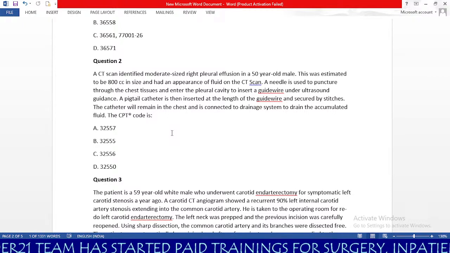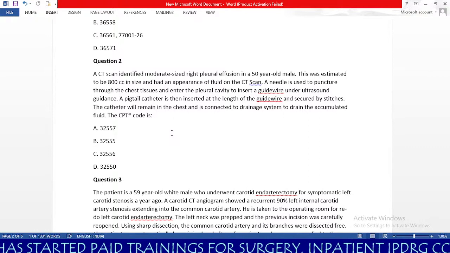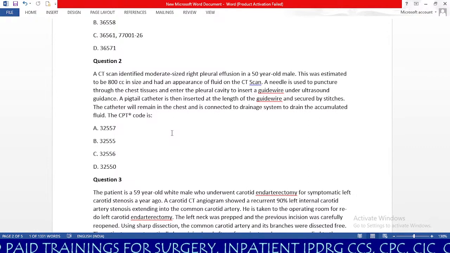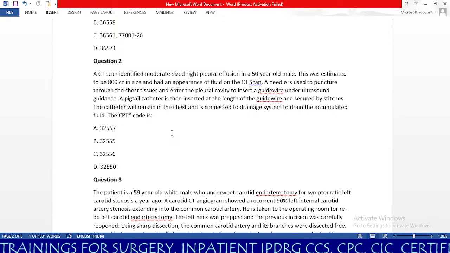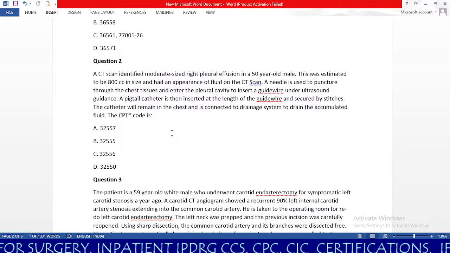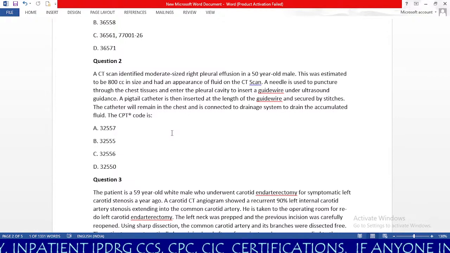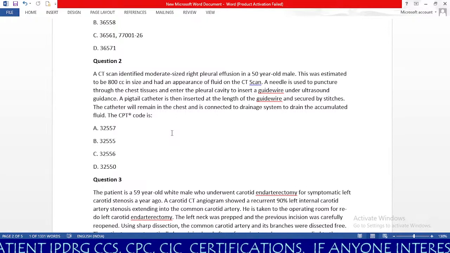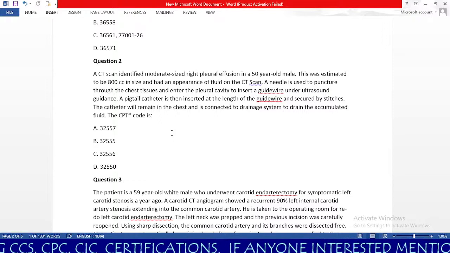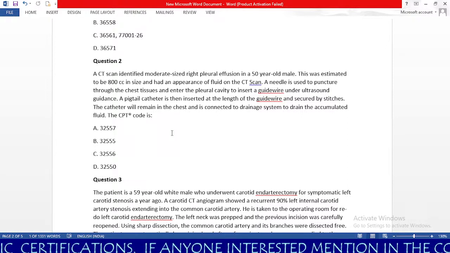So what is 32555? Yeah, most of the people wrote that one. So it is not a percutaneous procedure. Thoracentesis basically is like aspiration by making an incision. But in our operative report, the physician did not make any incision. So that's why 32555 is wrong. 32557 is the correct answer. So you need to remember whenever you see needle, you need to think that it is a percutaneous procedure. Okay, guys? Got it? Any doubt?